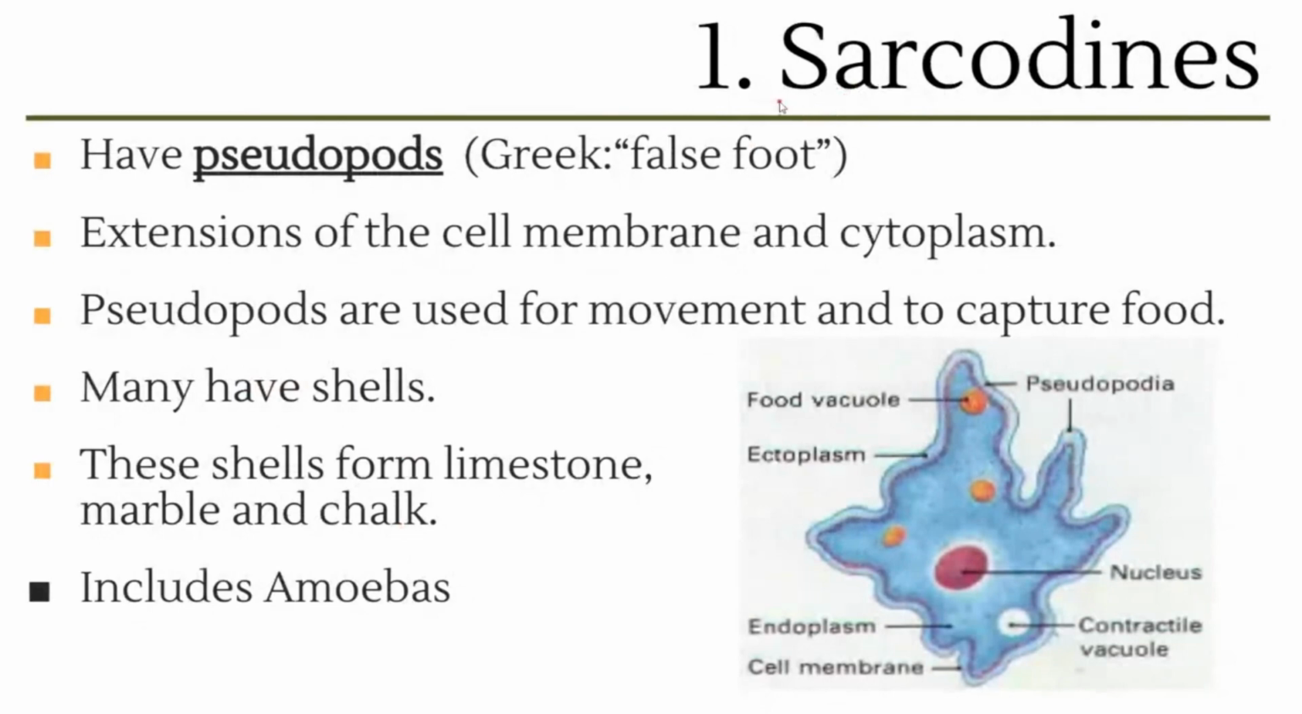First, pseudopods, or the sarcodine. Pseudo meaning false and pod meaning foot. If you go to the podiatrist, you're going to the foot doctor. So the pseudopod means false foot. This is an extension of the cell membrane. It can change shape very easily. It can assist in mobility and phagocytosis.